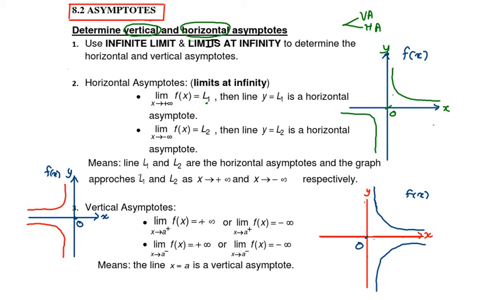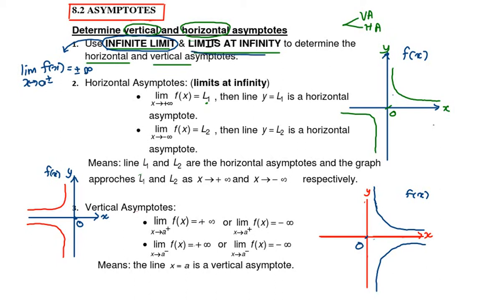Use infinite limit and limits at infinity to determine the horizontal and vertical asymptote. Infinite limit means the limit as x approaches a from the right or a from the left of f(x) equals positive or negative infinity.